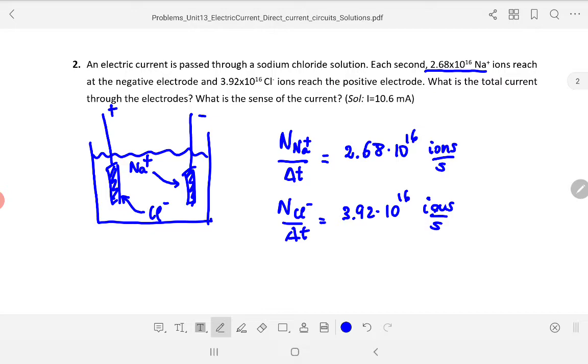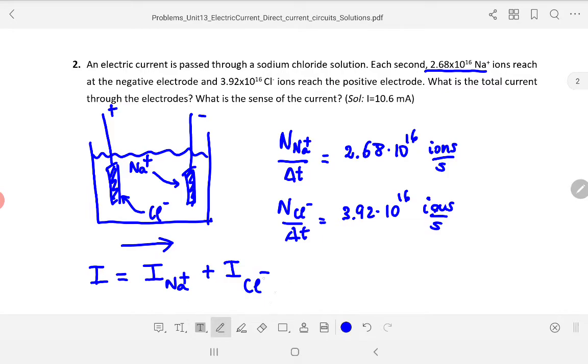Okay, so to know the total current, we can calculate it. It's going to flow towards the right, and it's composed of a flow of positive ions going to the right, which are the sodium ones, plus a flow of chloride negative ions going to the left. As the negative ions are going to the left, this is equivalent to a positive flow of charges going to the right, so they both add.